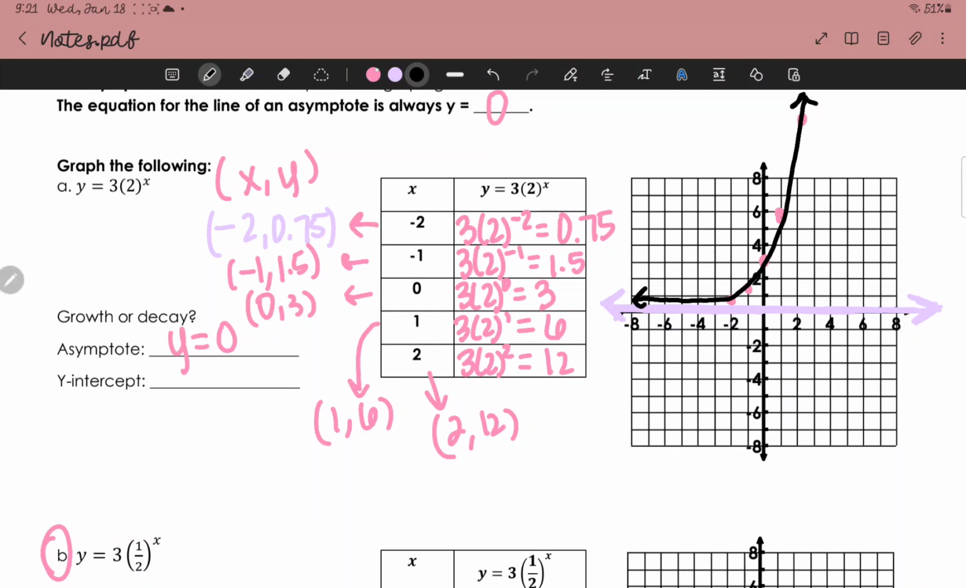With this, now I can answer my last final questions. So first off, it asked me here, is it growing or decaying? So you read graphs from left to right, just like how we read a book. From left to right, you answer the question, is my graph growing or is it decaying? So from left to right, it's getting bigger, right? It's going up. So I can say it is increasing.